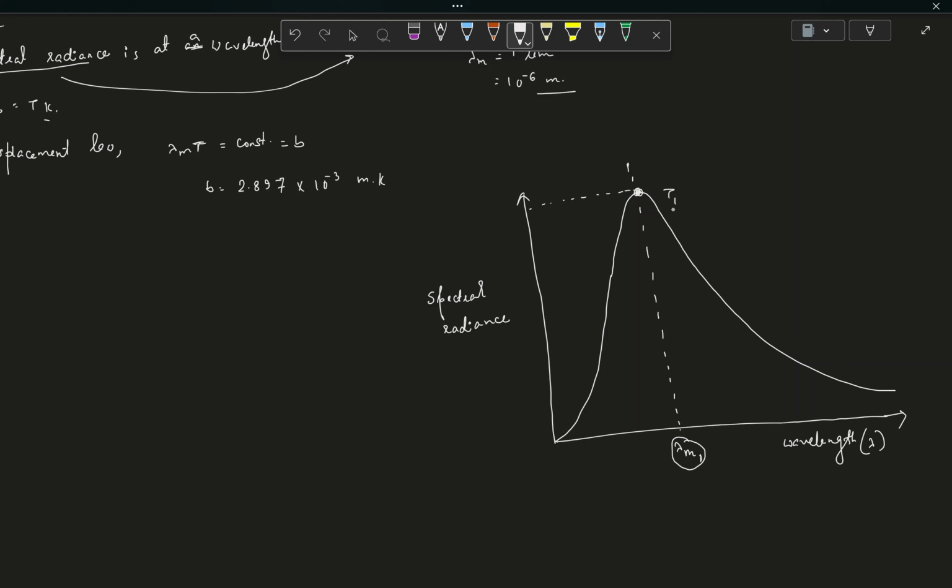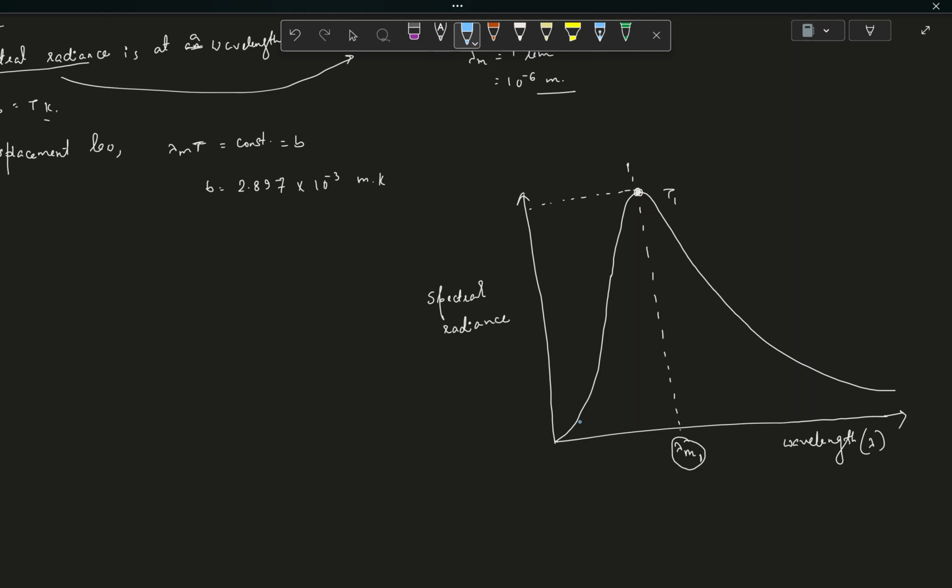Now if you change the temperature, then the curve will not remain the same. The curve will also shift. And how much will it shift? The trend is that as you increase your temperature, your lambda m value decreases. So if T1 is, let's say, a higher temperature where lambda m is equal to lambda m1, then when you lower the temperature to a value less than T1, the maximum at which the peak occurs will get shifted to a higher wavelength value. So how will that happen?